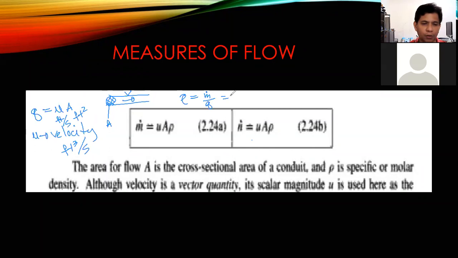So if you're going to replace Q with velocity times area, when you transpose this velocity times area to the other side, you can show that m dot is equal to velocity times A times density.